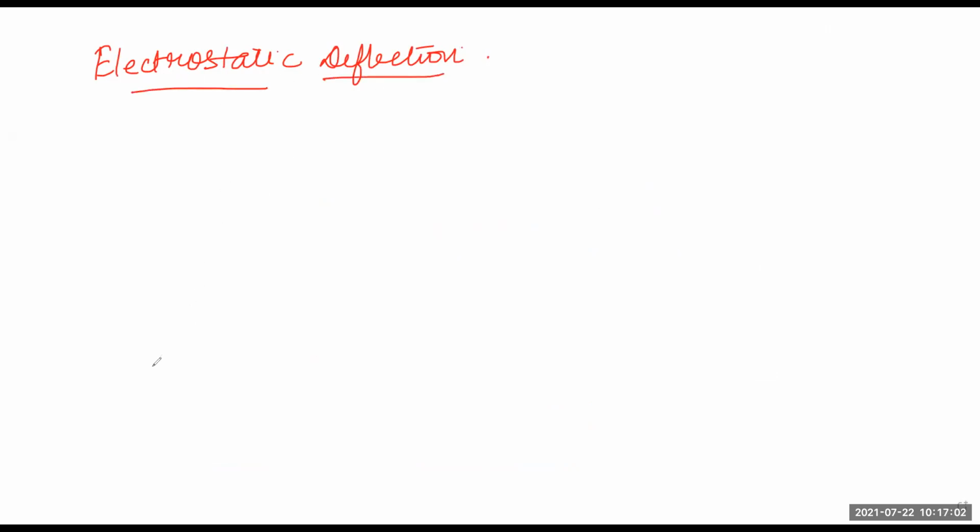These plates produce a uniform electrostatic field in the y direction. Any electron entering the field will experience a force in the y direction. Y direction simply means, as we do coordinates in any diagram, this is the y direction and this is the x direction. So the plates produce a uniform electrostatic field in the y direction, meaning this direction.